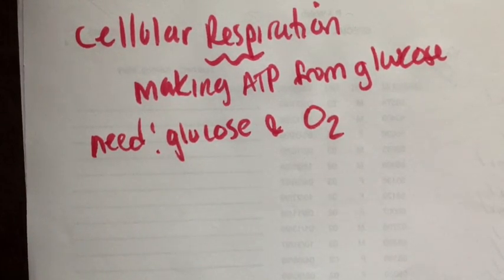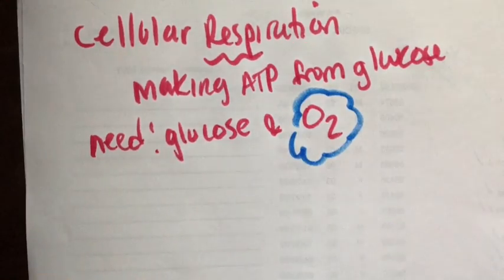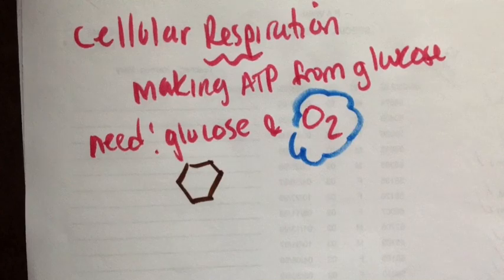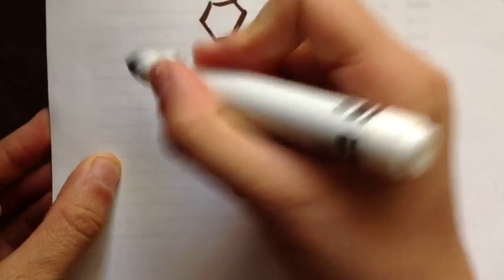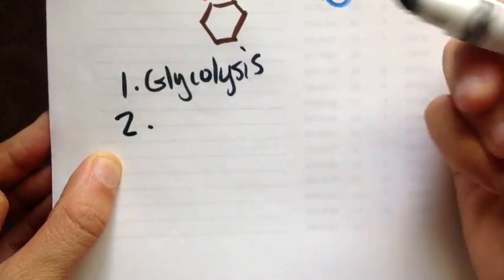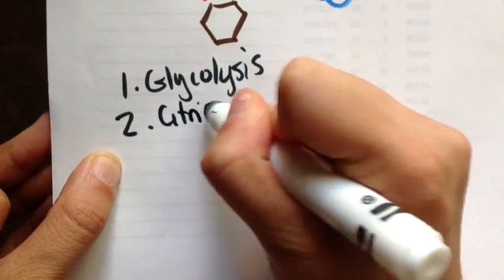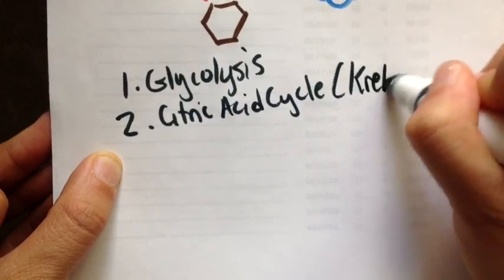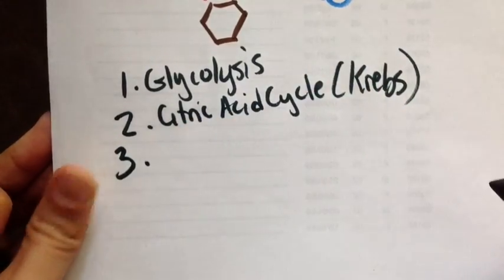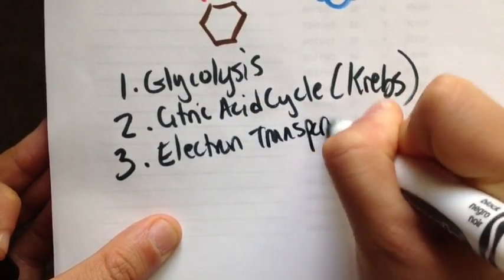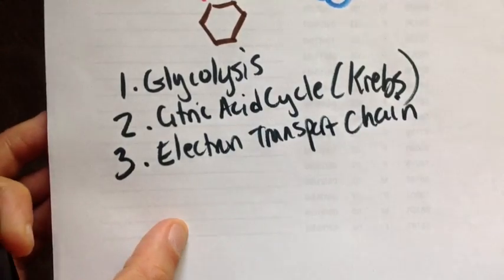You remember, oxygen was our gas, and glucose was our sugar. So how do we turn this stuff into something usable? There's basically 3 steps. And what are those 3 steps? Our first step is glycolysis. Our second step is the citric acid cycle, also in some textbooks known as the Krebs cycle. And lastly, our third step is the electron transport chain. So let's break it down and talk about what that means.